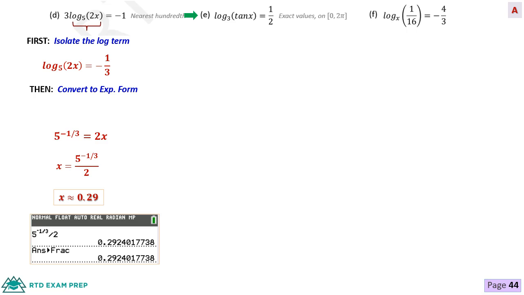Let's not be distracted by the tangent. We're going to convert from logarithmic to exponential form by taking the base of 3 and assigning it the exponent of 1/2. So 3 to the 1/2 is equal to tan x. I said a few slides ago that in this unit we want to avoid radicals, but here I think it's going to be helpful if we rewrite 3 to the 1/2 as the square root of 3.